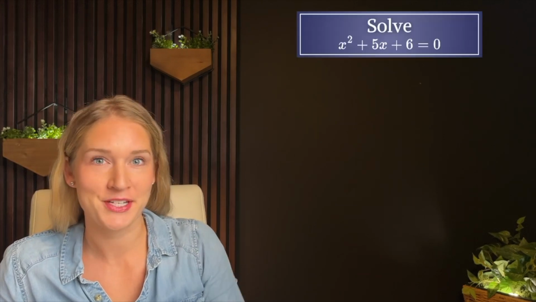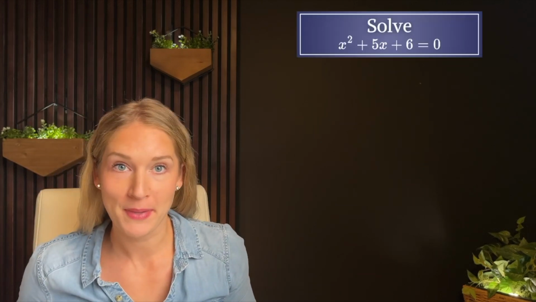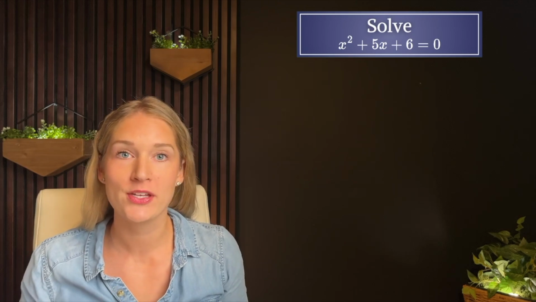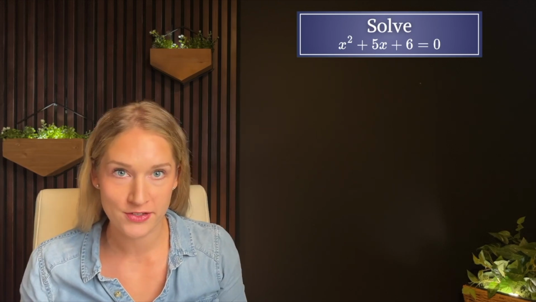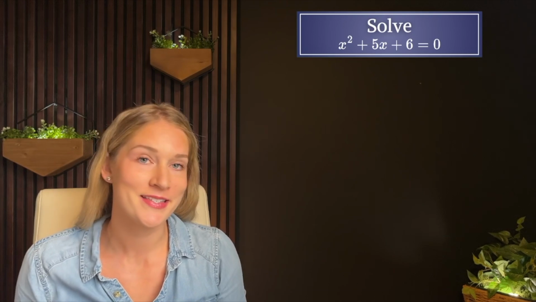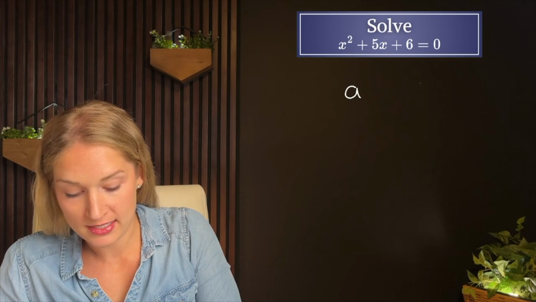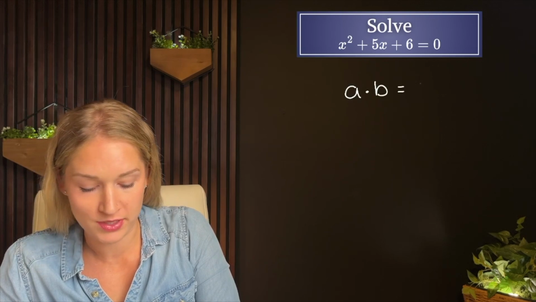There's a few different ways to solve quadratics, but let's talk about solving by factoring. I'll take us through this one. So when you're solving by factoring, the goal is to break your quadratic up into two factors whose product is 0. So if I do that, I end up with something times something is equal to 0.